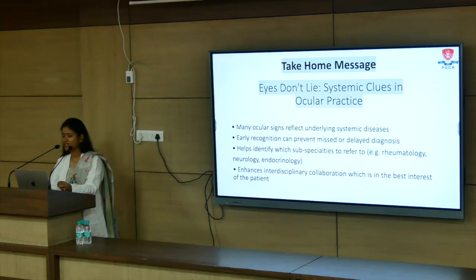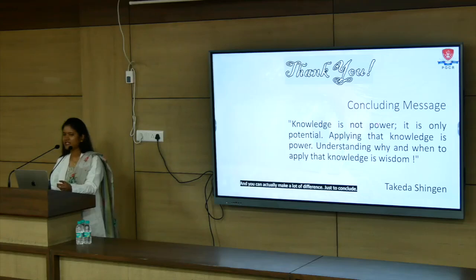This enhanced interdisciplinary collaboration, which is possible only in a multi-specialty setting, helps in working in the best interest of the patient's health and well-being. And finally, knowledge is not just power, it's only potential. Applying that knowledge is power. Understanding why and when to apply that knowledge is wisdom.